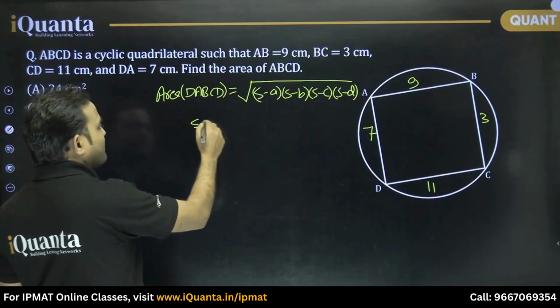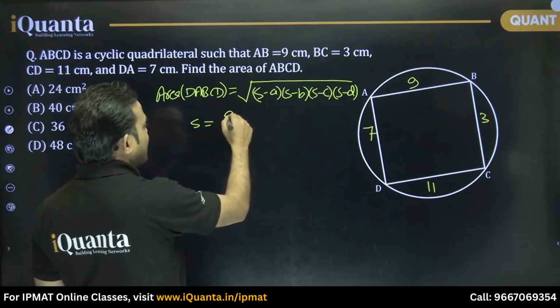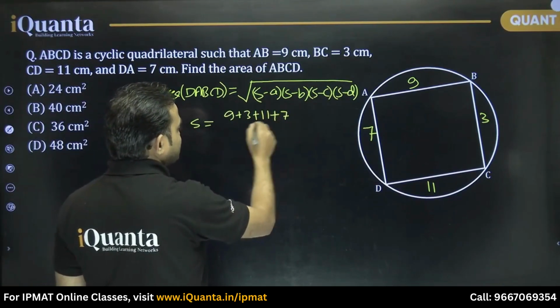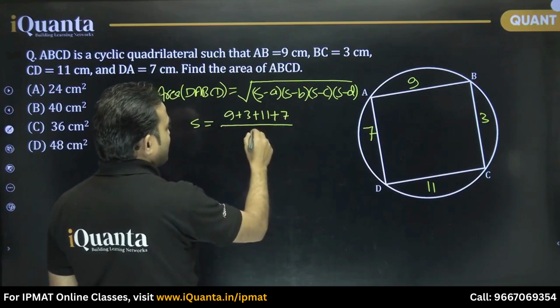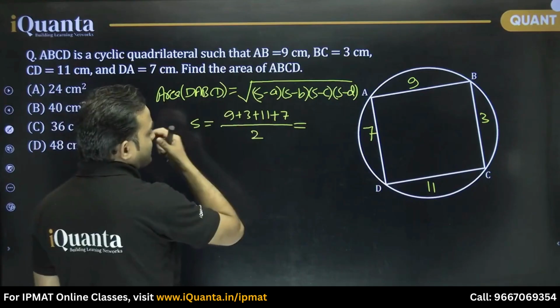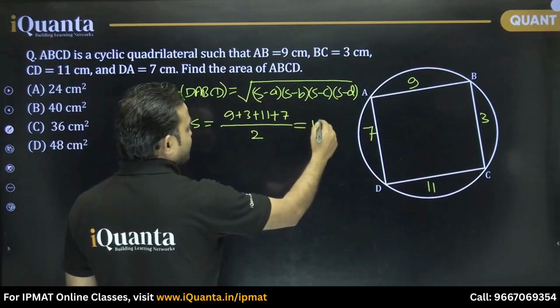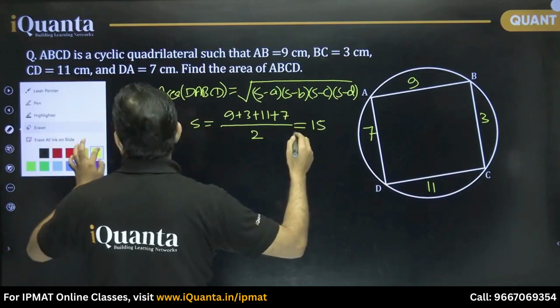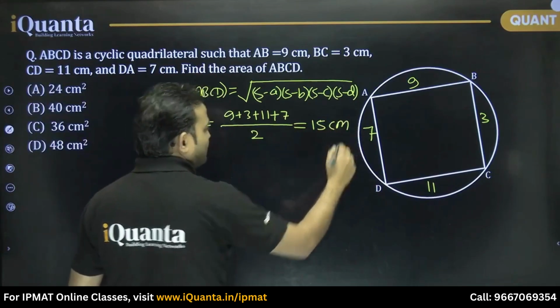What is the value of S here? S will be equal to 9 plus 3, 12, plus 11, 23, plus 7, 30, by 2. So this is equal to 15 centimeter, or just 15. Let's take 15 centimeter.